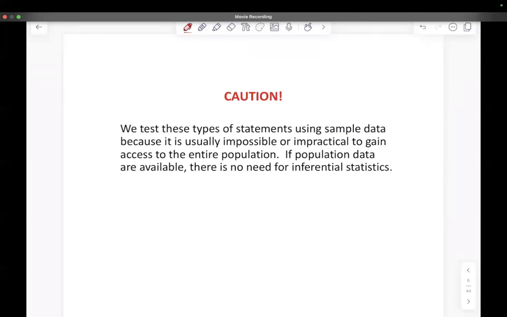So when we are doing this, we're using sample data because you're not going to make a hypothesis if you have all of the data in the world. If you have the population data, then we don't need to hypothesize because you know it because you have the population data. So we're using sample data, just so you know.